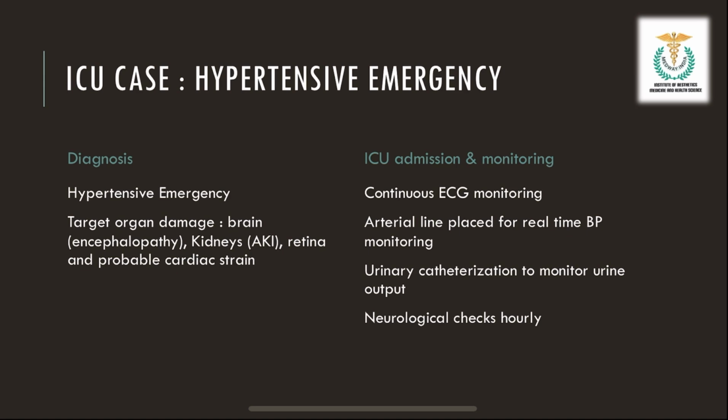And for the ICU admission monitoring, the patient needs intensive monitoring: real-time BP, ECG, neurological status, and urine output. Urine catheter is essential to measure output accurately. So we have advised these to the patient: continuous ECG monitoring, arterial line placed for real-time BP monitoring, urinary catheterization to monitor the urine output, and neurological checks hourly. This is the ICU admission monitoring advised.